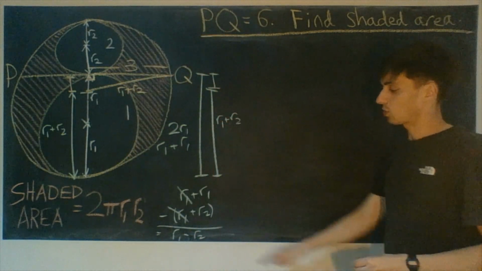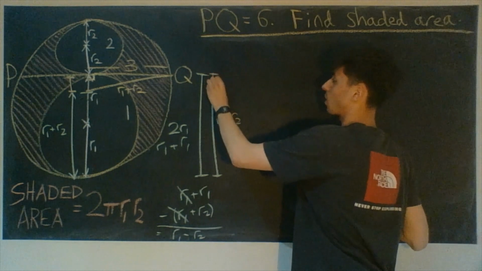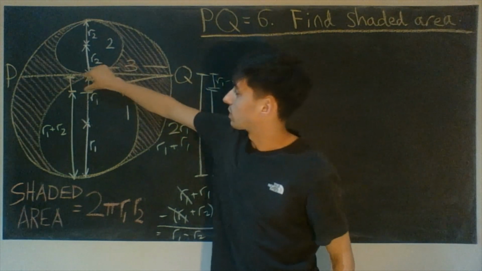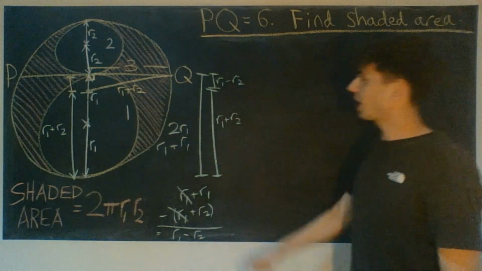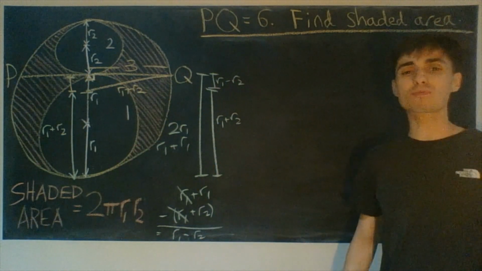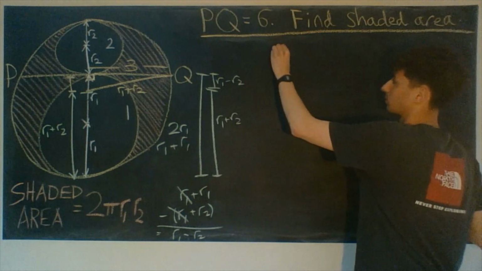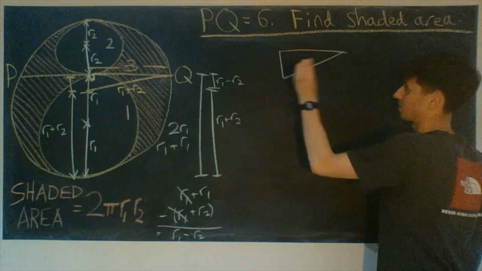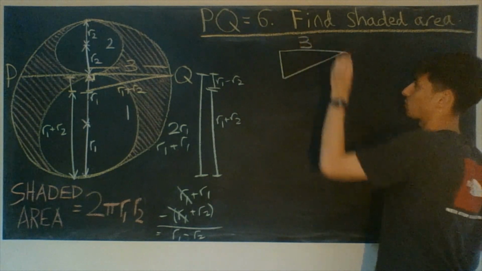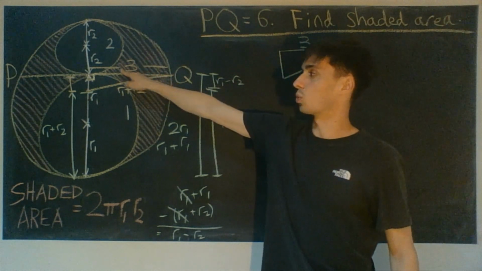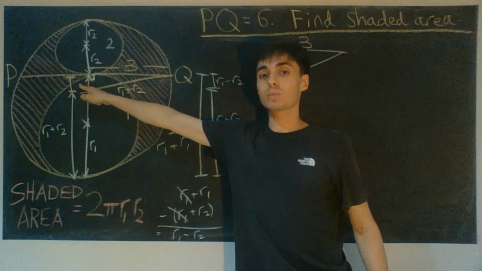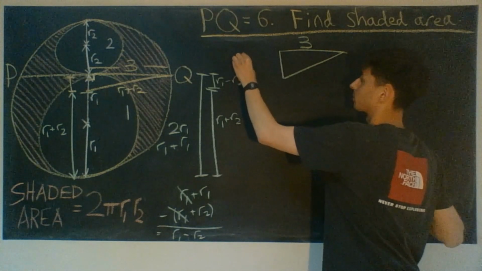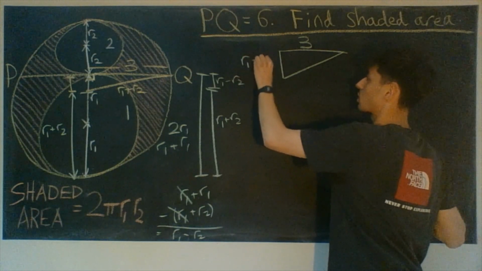So let's add that into our diagram. We've got R1 take away R2. That is the height of this triangle. Now let's draw this triangle over here then, just to make it really clear what we're about to do. So we've got a nice right angled triangle where this top side is 3 from the chord. This side is the side we've just found. That's R1 subtract R2. So R1 take away R2.